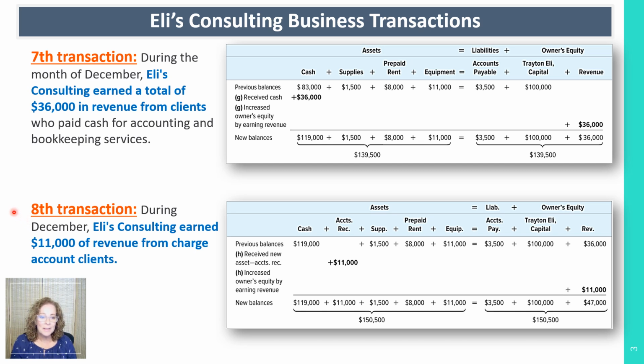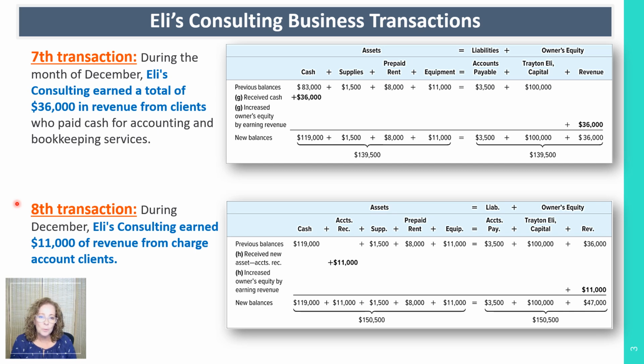In the 8th business transaction, Eli's Consulting earned $11,000 of revenue from charge account customers. That means that these clients are allowed extra time to pay the invoices, probably 30 days. That's a pretty typical time period for on-account sales or service invoices.